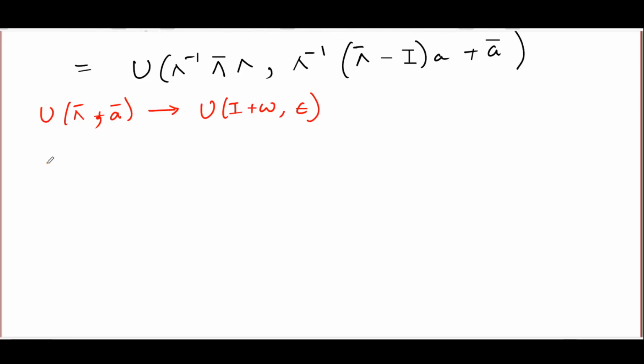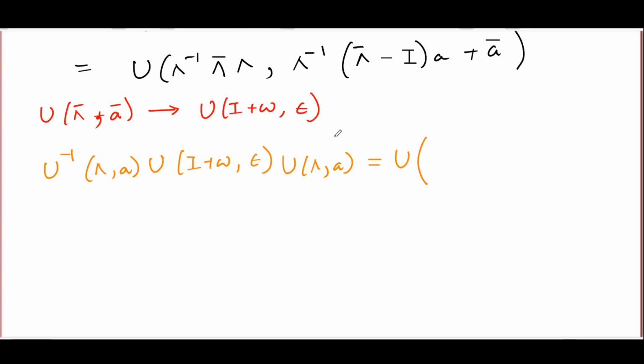So what we have is U inverse lambda A, U I plus omega epsilon. That's the infinitesimal transformation with infinitesimal parameters, this omega antisymmetric matrix, and epsilon, this column vector of infinitesimal quantities. U lambda A equals, well, what we need to do on the right hand side is replace lambda bar by 1 plus omega and A bar by epsilon. And let's see what I get from that.